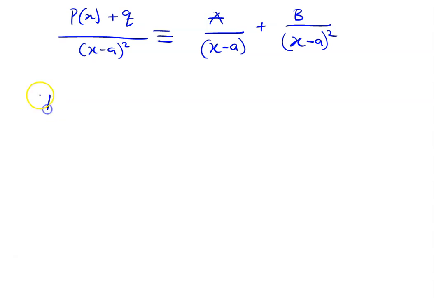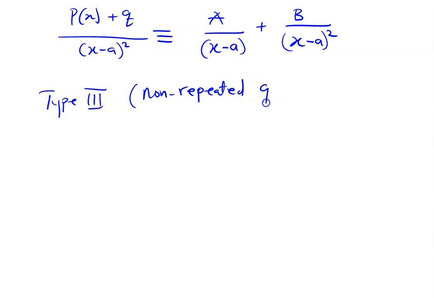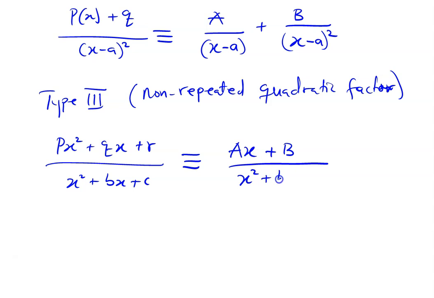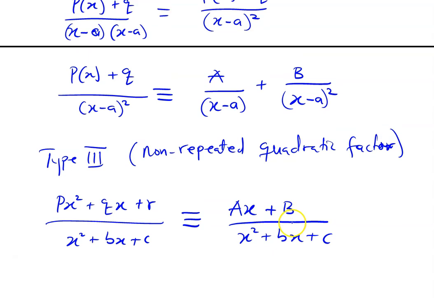We have a lot, so I'm going to also talk about type 3. And that one is when we have a non-repeated quadratic factor. So with this one, let's assume I have something like bx squared plus qx plus r, and the denominator is a non-repeated quadratic factor, which is more like x squared plus bx plus c. Then the partial fraction of it is going to be more like ax plus b, all divided by x squared plus bx plus c. So these are the 3 types that we are going to talk about.